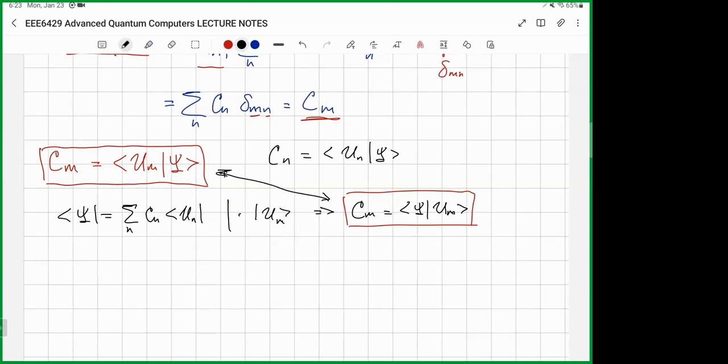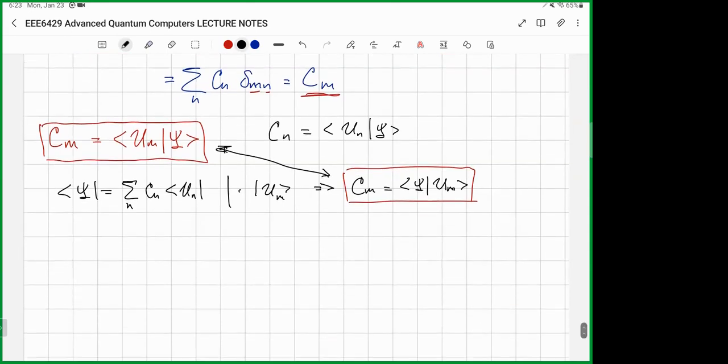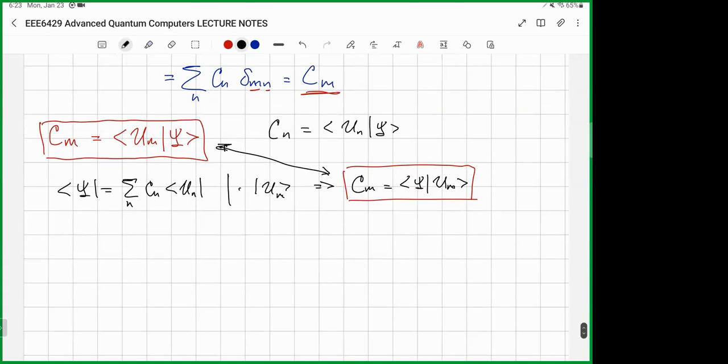Basically, the projection in the ket and projection in the bra notation differ by complex conjugation, right? Because the inner product of two vectors differs by the complex conjugation. If you swap the psi and u, you basically get the same but complex conjugated. Okay, so basically this solves the problem.